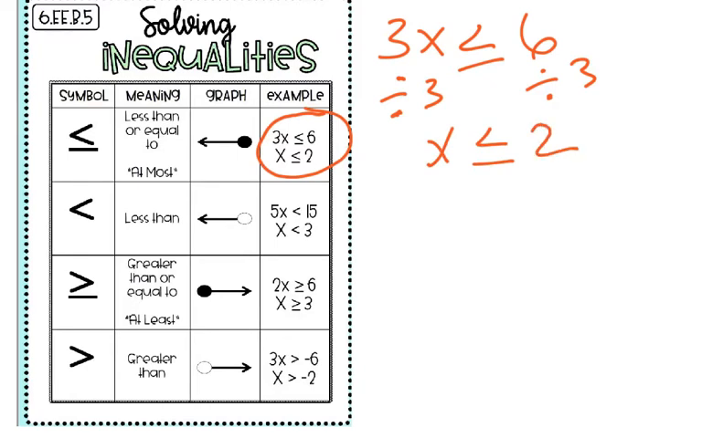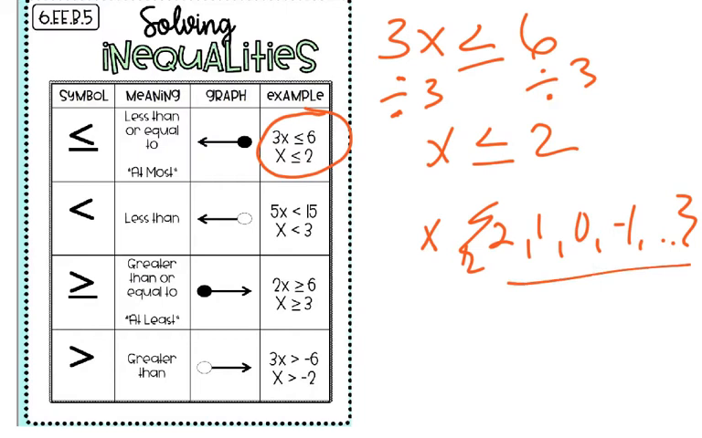Okay? So what that means is the value of x can be anything that is 2 or less. The solution set is going to go on and on and on that way. So it can be 2 or anything less than 2. That's why it's less than or equal to 2.